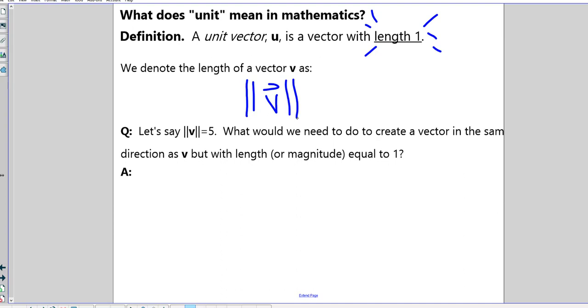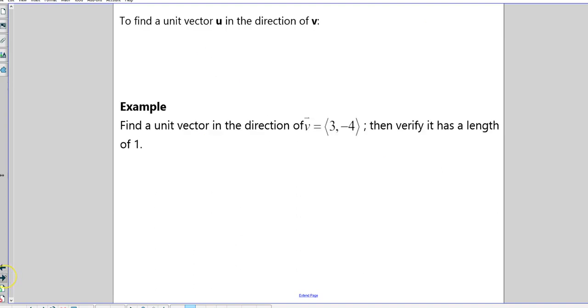Okay, so here's, let's say that I have a vector, what does this mean? With length magnitude 5, exactly. And let's say I want to create a vector in the same direction as v, but with length or magnitude 1. So it originally has length 5. How do you think I would shrink it down to have a length of 1? Multiply by 1/5, right? Or divide by 5, however you want to see it. Same thing, correct? Now, if it has a length of 1, what is it called? A unit vector, okay? So let's try an example.